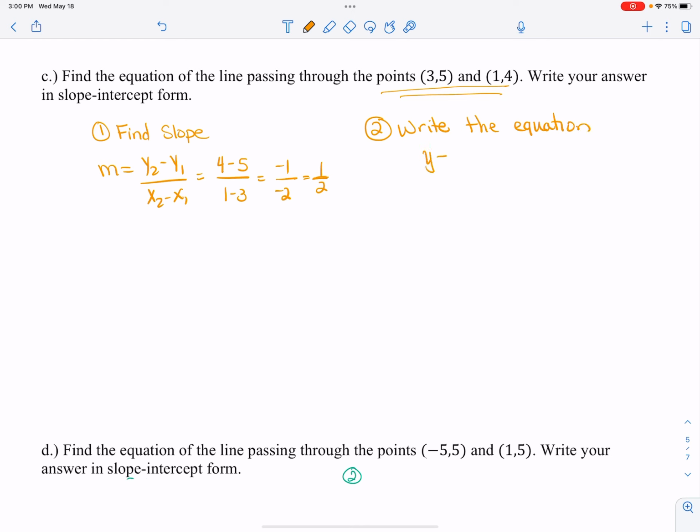So I now have the slope, and I only need 1 point. They gave me 2. It does not matter which one you use. Try it. Either one you plug in, you're going to end up in the same spot. So I'm just going to use, I guess, the first one, y minus 5. We said the slope was 1/2, x minus 3. Now I do need to put that in slope-intercept form, so I need to solve for y.